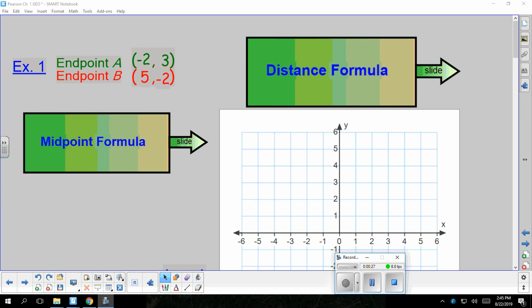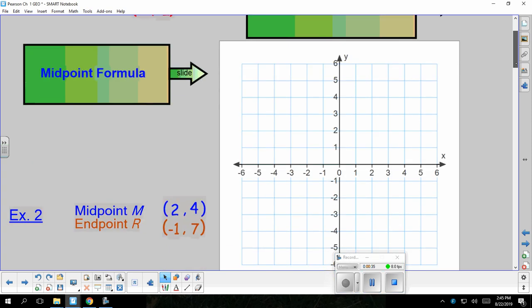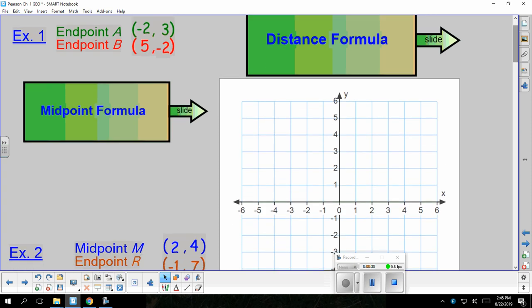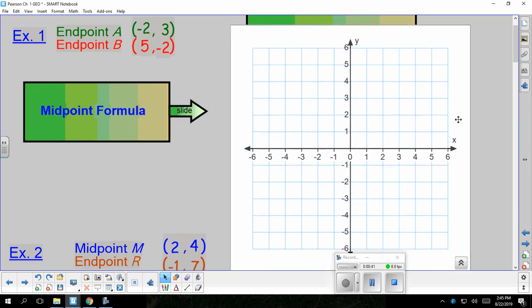So don't write anything down. Just sit back and watch how we can look at this in a slightly different way, a more geometric way. So we're going to graph these. I have point -2, 3. There's point A. And then 5, -2. There's point B. All right, so this segment here, how to find the midpoint of this segment and the length of the segment.